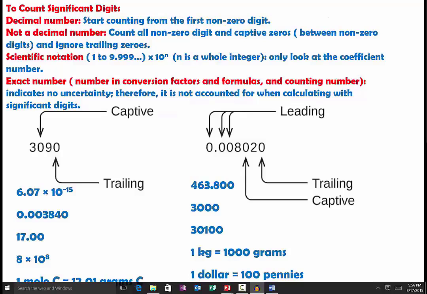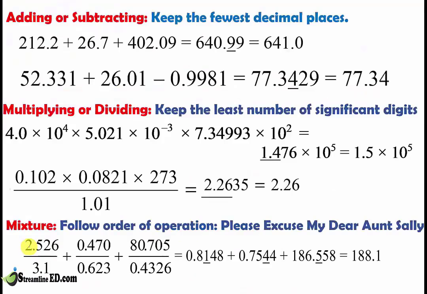Today we are going to look at how to determine the number of significant digits in a number. To do that, you need to know a certain type of number that you will see in chemistry. The first type of number that you will see is a decimal number. Now, what are decimal numbers? A number that has a decimal, of course.